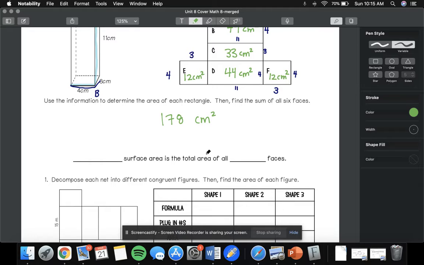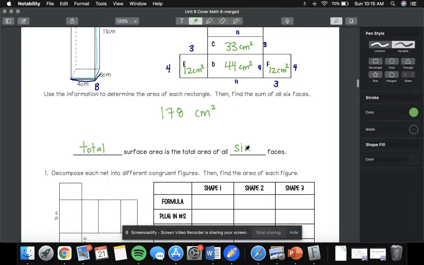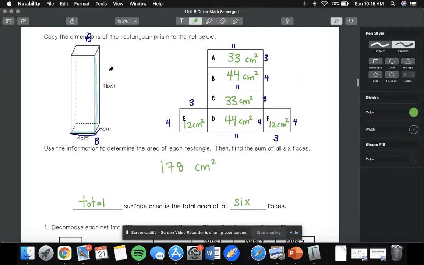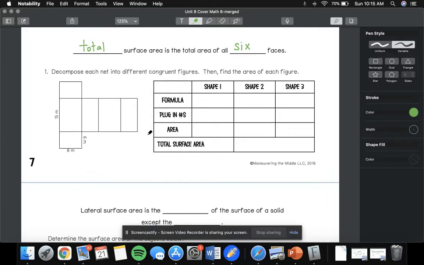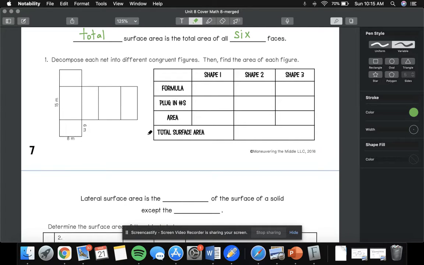Okay, so the total surface area is the total area of all 6 faces. So rectangles are pretty cool because you have a front and a back, which would be the same size. You'd have the left and the right, which is the same size, and you have the top and the bottom, which would also be the same size. Okay, so that's what we're going to do. We have this net, and we have different congruent figures. We have different size shapes that are the same size, and we're going to find the area of each figure.